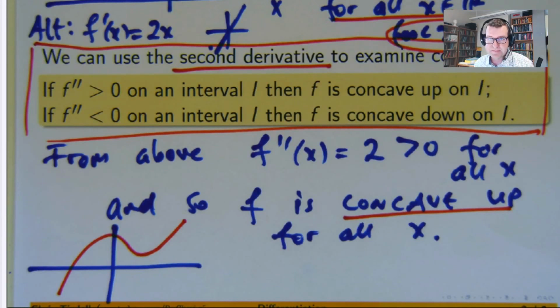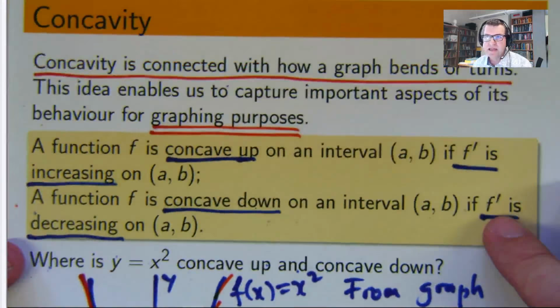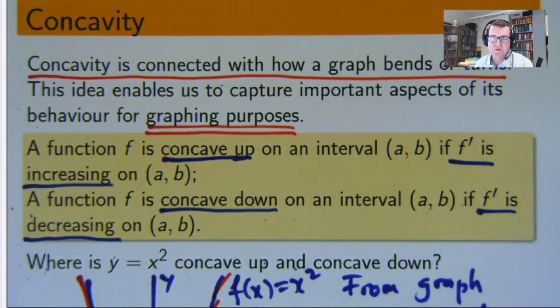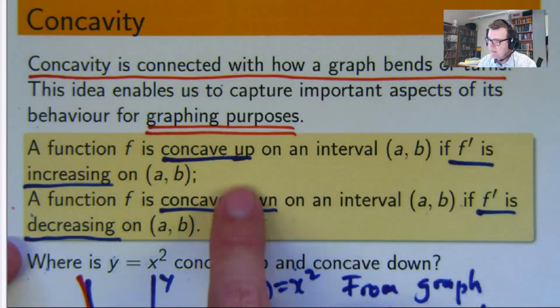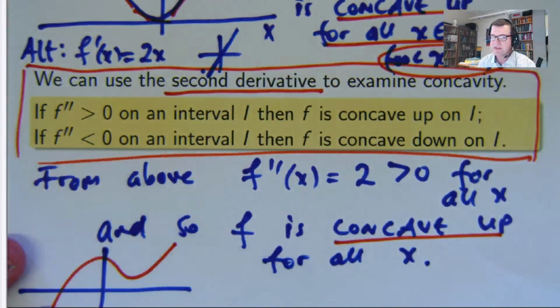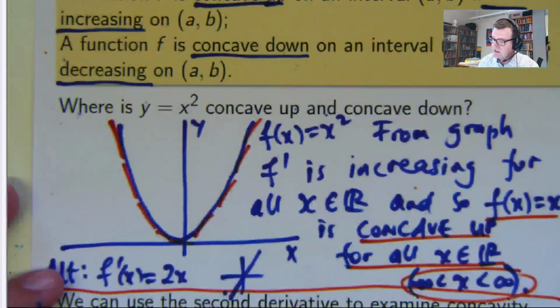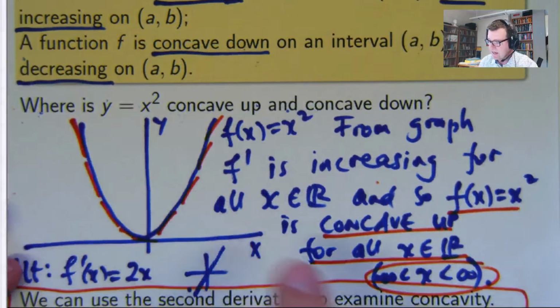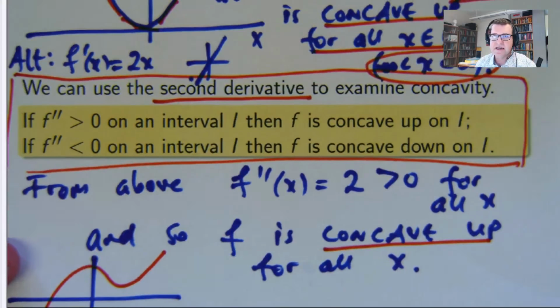And let me go back to what we're doing here, just to wrap things together. Concavity is connected with how a graph bends or turns. And you can talk about a function being concave up or concave down by looking at whether its first derivative is increasing or decreasing, or equivalently, you can look at the second derivative and see whether that's positive or negative. You can use graphical techniques like I did here, or you can use algebra and inequalities like I did down here.